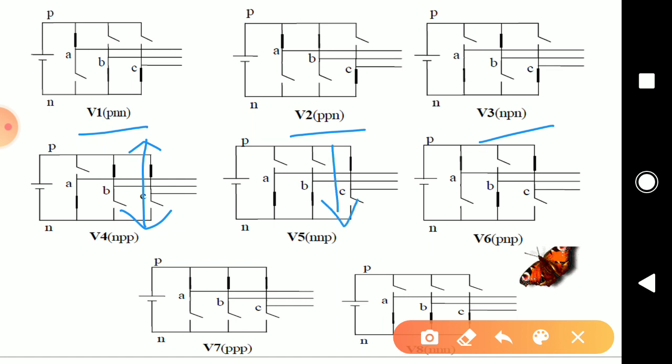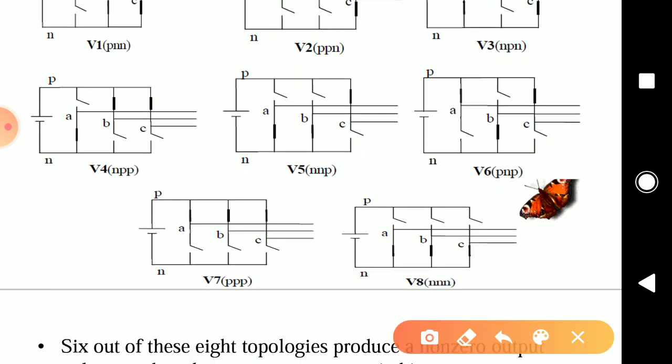Similarly, 2 and 5 will be complements. So if V2 is PPN, V5 will be NNP. Then finally V3 and V6 will also be complements. So if V3 is NPN, here you will be having PNP. Finally, V7 is PPP and V8 is NNN.